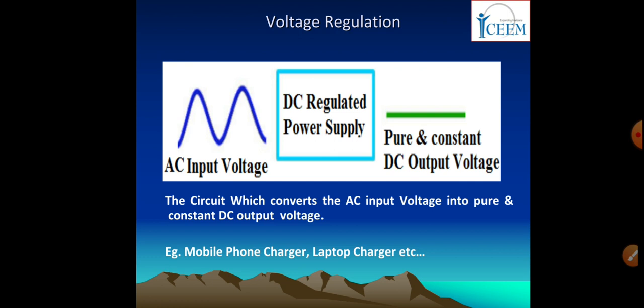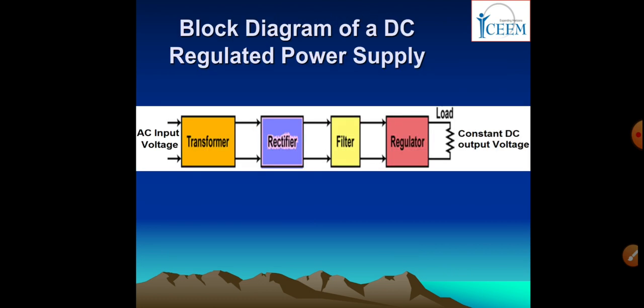DC regulated power supply. Okay, you can take an example of a mobile phone charger, laptop charger, etc. These are the devices which work on DC power supply. Many electronic devices working on DC regulated power supply, we cannot connect directly to 230 volt, so we need to convert that 230 volt AC into small DC voltage which should be pure and constant DC. Okay, so DC regulated power supply is nothing but the electronic circuit which converts AC input voltage into pure and constant DC output voltage. Okay, now let us see the block diagram of DC regulated power supply.